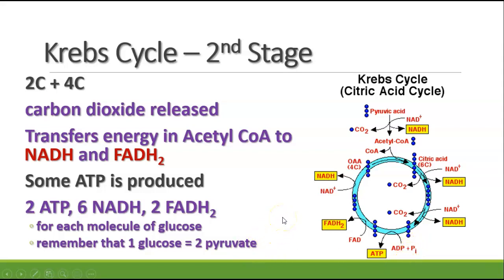There is a little bit of ATP produced here. In the final product of the Krebs cycle, we're going to have 2 ATPs for immediate cell use, 6 NADH molecules, and added to the 2 from the glycolysis step, gives us a total of 8 NADHs, plus 2 FADH2s for every molecule of glucose. Remember that 1 glucose is 2 pyruvates, and so that's going to take 2 turns of the Krebs cycle to produce all of that.